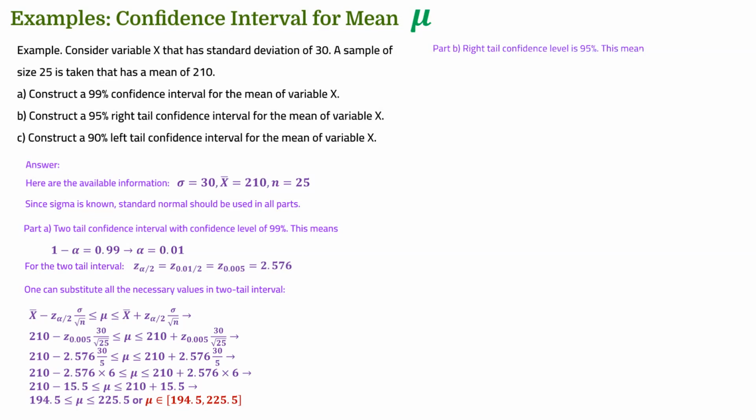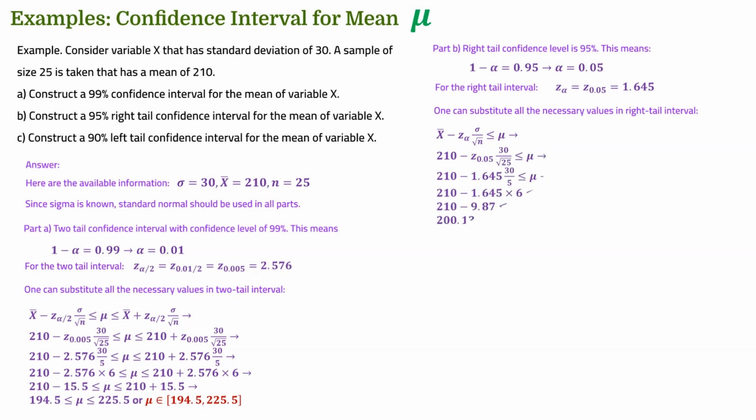Part B, for the right tail, confidence level is 95%, 1 minus alpha is 0.95, which means alpha is 0.05. For the right tail interval, z alpha is z of 0.05, which if you use software, is 1.645. One can substitute all the necessary values in the right tail interval. This is the formula in the first line, x bar minus z alpha sigma over square root of n. If we substitute all the values, mu will belong to the lower bound 200.13 and upper bound infinity.